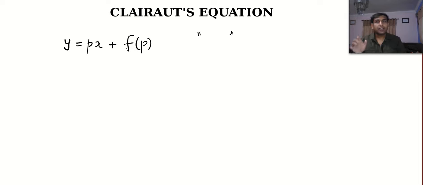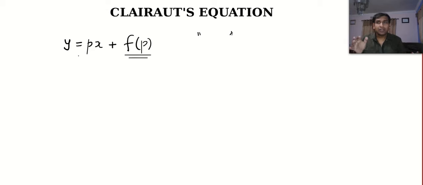Second important thing, it must be in the form y is equal to p into x plus some function in p. You cannot change it. You cannot make it like y equal to minus p into x, or alter this part. It should be p into x, and the remaining part can be anything. It can be sine p, it can be p squared plus 5, it can be log p, it can be e to the power p. So basically the second part will be a function in p.